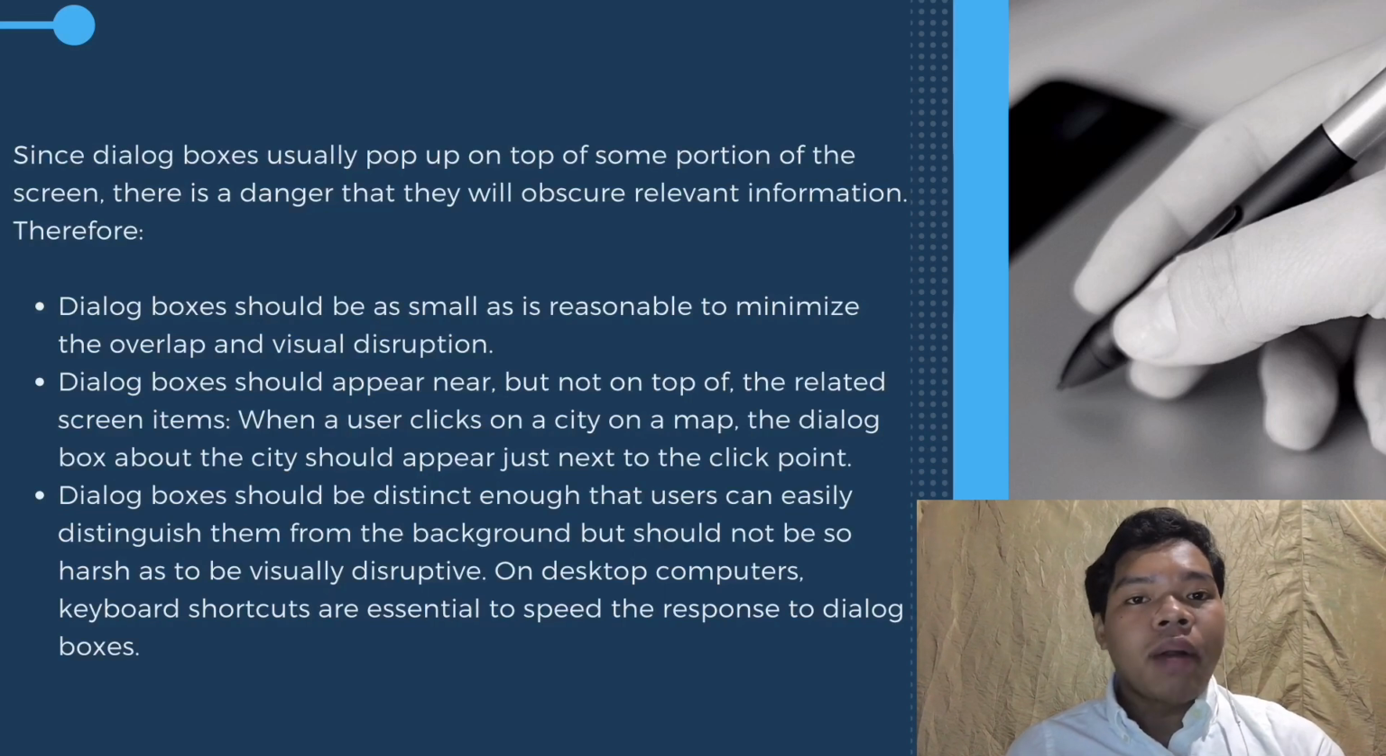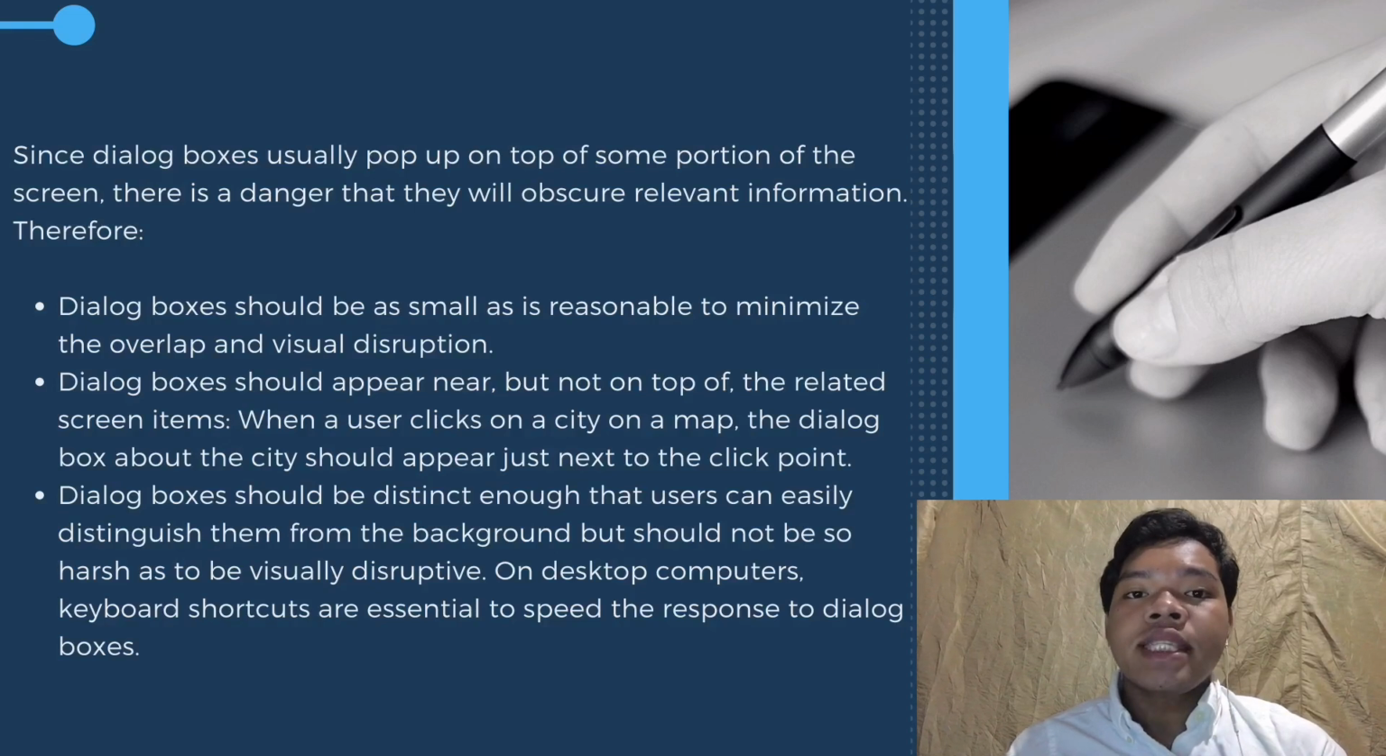Next, dialog boxes should appear near but not on top of the related screen items. When a user clicks on a city on a map, the dialog box about the city should appear just next to the click point. And lastly, dialog boxes should be distinct enough that users can easily distinguish them from the background, but should not be so harsh as to be visually disruptive. On desktop computers, keyboard shortcuts are essential to speed the response to dialog boxes.